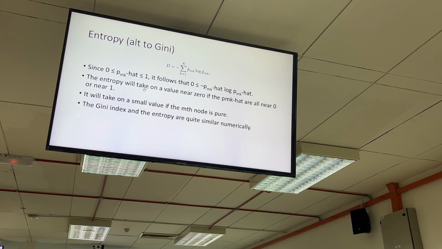So the entropy will take on a value near 0 if the p hat are all near 0 or near 1. So if the Gini index is low, in which the p hat is near 0 or near 1, then the entropy will take on a value near 0. It will take on a small value if the m-th node is pure. So if there is purity, you are either 0 or 1, where the Gini index is minimized and the entropy is close to 0. So the Gini index and entropy will not be so much different. They will be quite similar numerically.